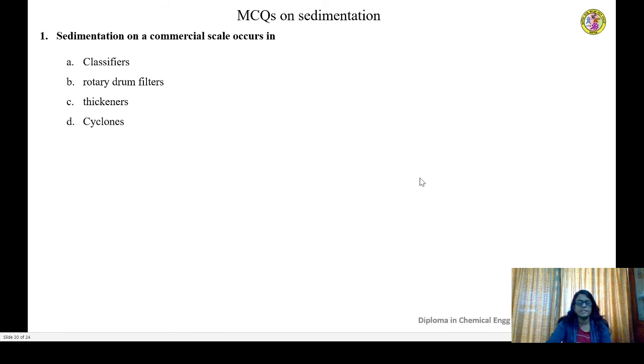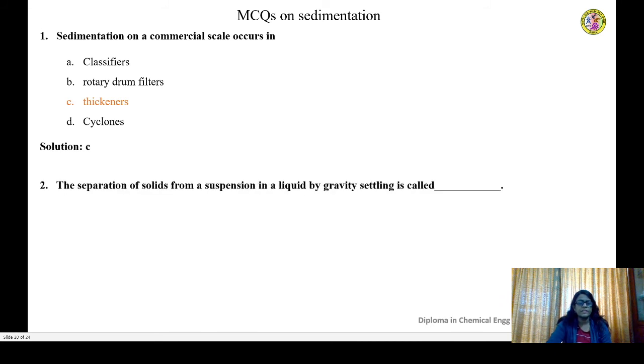In the discussion, I told you that the equipment in which sedimentation is carried out is called a thickener. So all of you have guessed the right answer, I believe. Option C is the right answer for this question. Now the second question: the separation of solids from a suspension in a liquid by gravity settling is called.